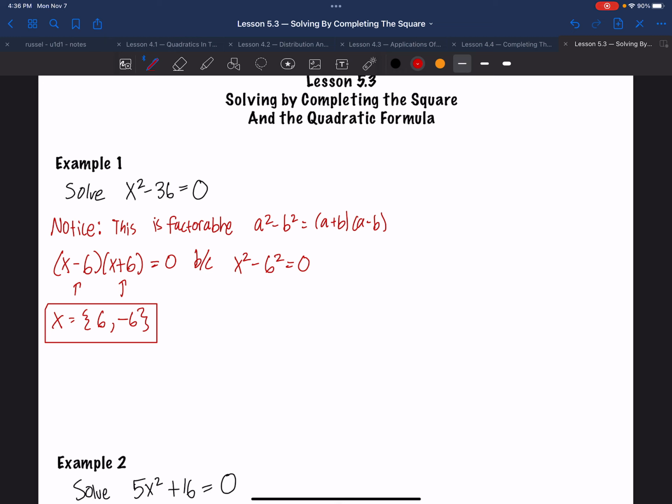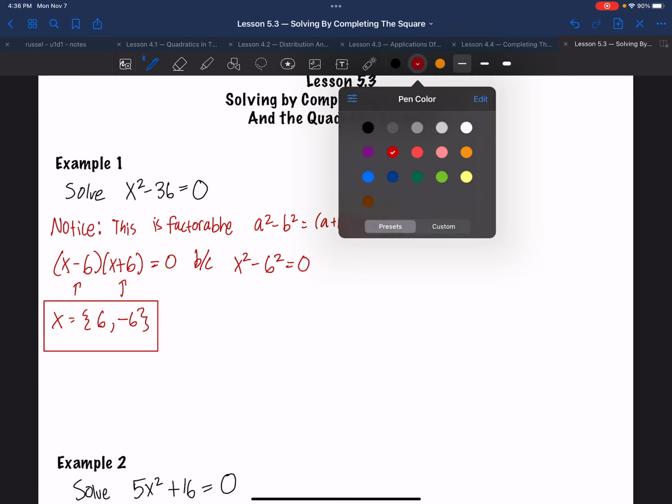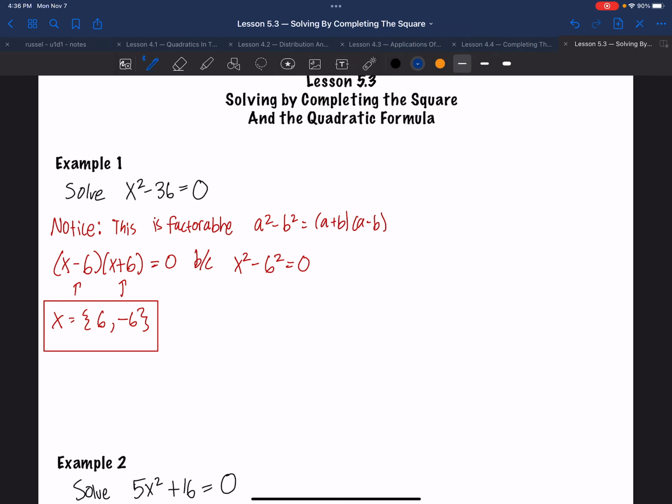It's not a perfect rectangle. That bothers me. Let us make that a perfect rectangle. That's better. Okay, so this one we solve by factoring, but there's a second way we could do it. Another method.